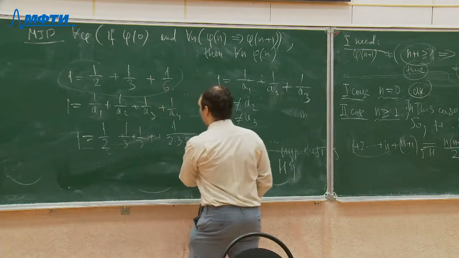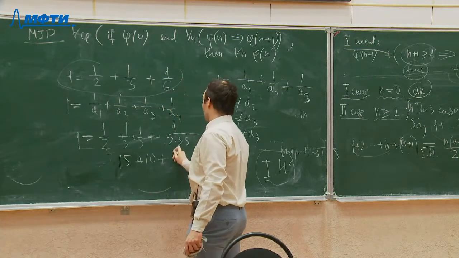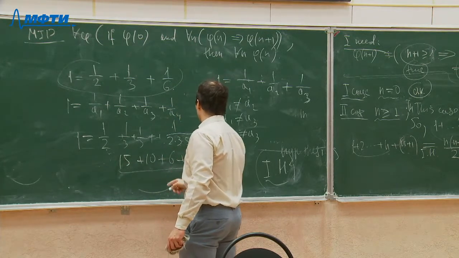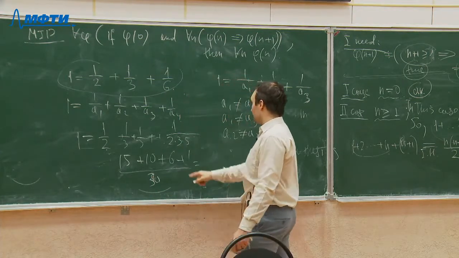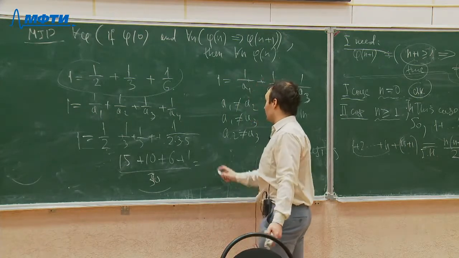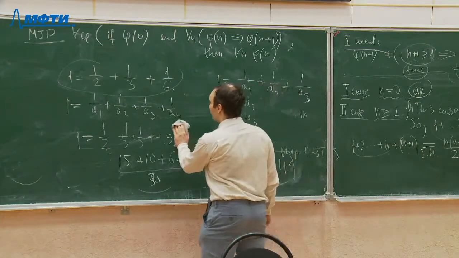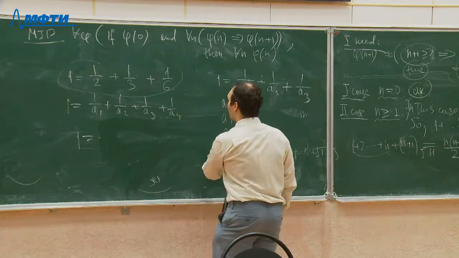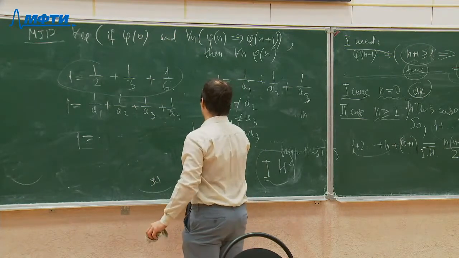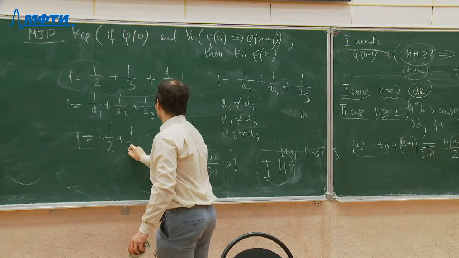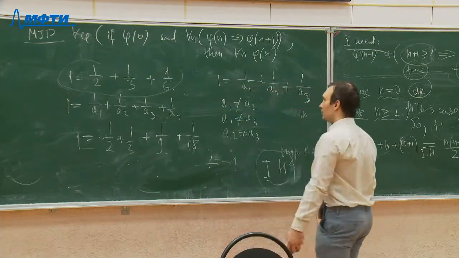Well, anyway, let's check it. It is 3, 5, 15, 15 plus 10 plus 6 plus 1. How many? 30. 30, and it is this 32 greater than 1. Over 9 plus over 18. This one? Oh, let's check it.